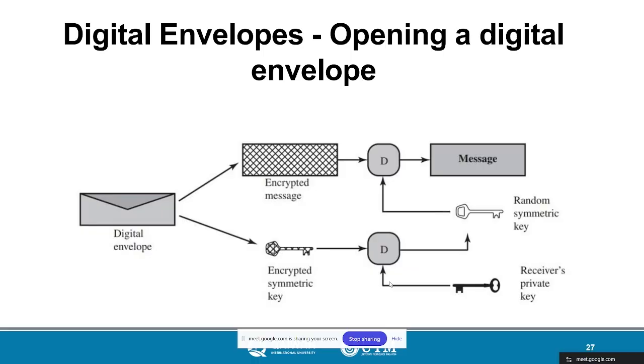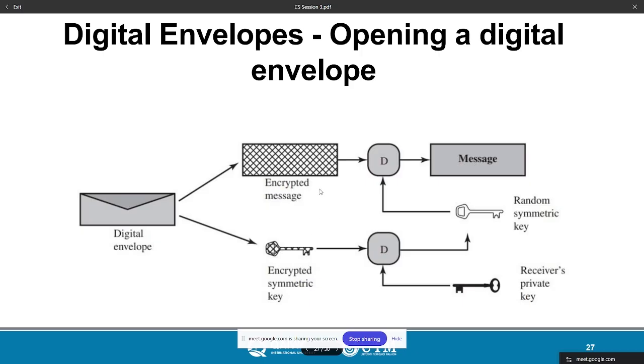Now, opening the digital envelope. Mr. Ahmed got the digital envelope. He got the encrypted message and he got the encrypted symmetric key. He will decrypt the message using the random symmetric key. However, in order to get the random symmetric key, Mr. Ahmed will decrypt that key with his own private key. Once he opened the key, he can give the key to his friend, or say his wife, and the wife will be able to decrypt the entire message. Now, this is the digital envelope.